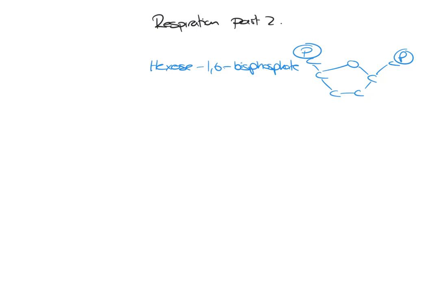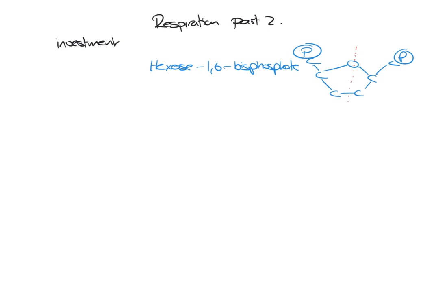Welcome to Respiration Part 2. At the end of the first video, we were talking about the first part of glycolysis. The first part of glycolysis is often called the investment phase because two molecules of ATP have been used to phosphorylate a molecule of glucose. Now, as I said before, significantly, we now have a symmetrical molecule.